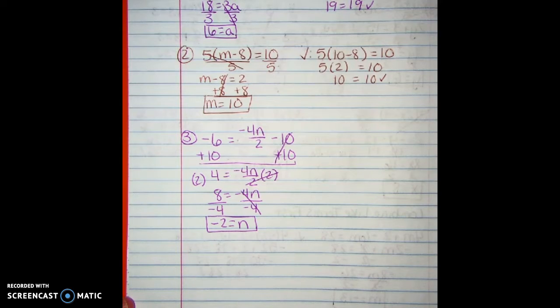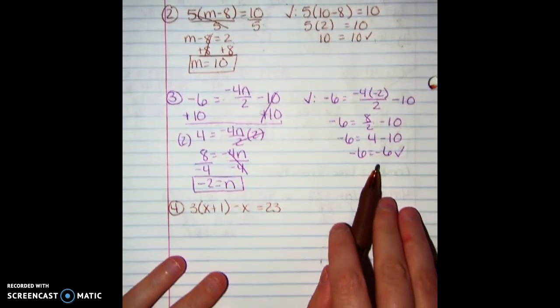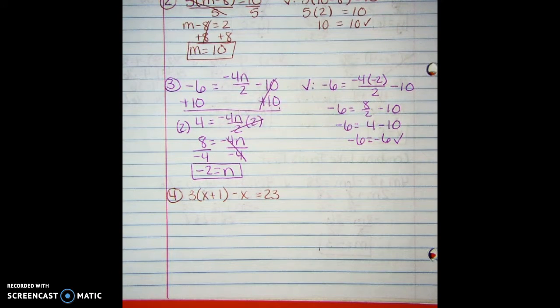Okay, let me write the check out real quick. I'm going to pause it for a second. Okay, there is the check. You can go ahead and pause it and work your way through that one. And number 4 is up. And go ahead and try that one and check your answer.